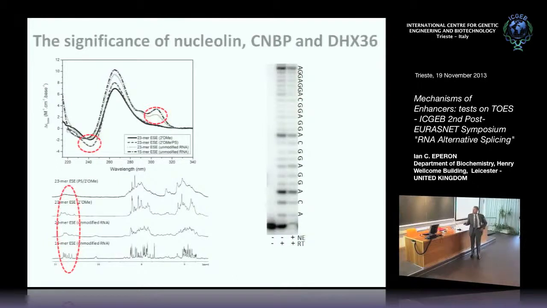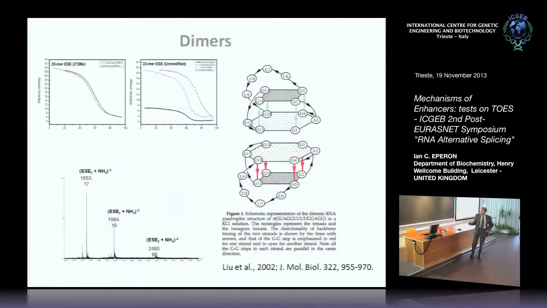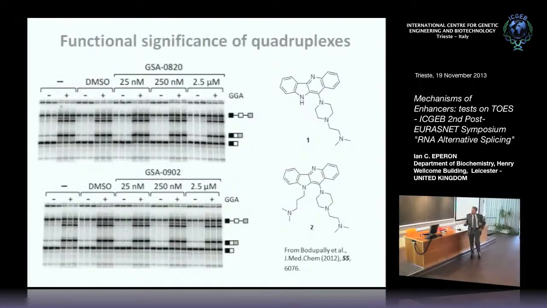So actually, we looked at the purified oligonucleotides. Turns out that they do form quadruplexes, and we can show by reverse transcription that they appear to form them in the presence of nuclear extract as well. And this is the type of quadruplex they form. It's actually a dimer. And the question then is whether this contributes to the activity of the oligos.